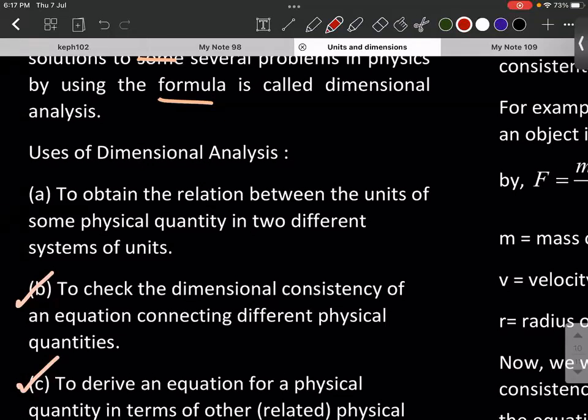So what am I trying to do? On the left hand side I told you the physical quantity called speed, but on the right hand side I gave you the value for acceleration. That is what this point is saying: to check the dimensional consistency of an equation connecting different physical quantities means if you have a particular physical quantity on the left hand side, the right hand side units or dimensions should be related only to that physical quantity. You cannot have something else. This is also another important point which will help you to remember certain equations.